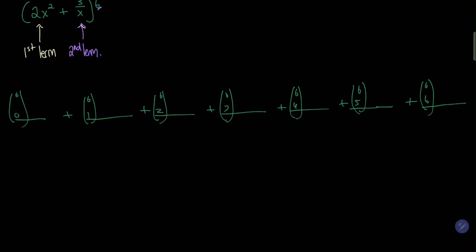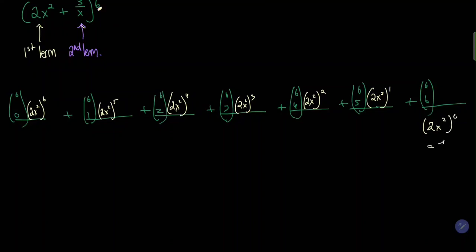Okay, so you come along and do your first term then. So remember to put in all of the 2x squared. So it's going to be 2x squared. And then we start, if you remember, with the 6. 2x squared to the 5. 2x squared to the 4. And so on. And I'm just down here, I'm going to write 2x squared to the power 0 is 1, so I don't have to put it in.